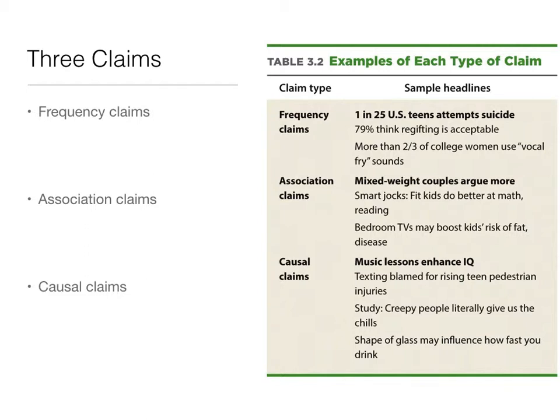So, texting is blamed for rising pedestrian injuries would be a causal claim. So you would have to actually ask a group of people to text and another group of people to not text, and see if their accidents go up in a driving simulation. Things like that. That would be cause and effect.